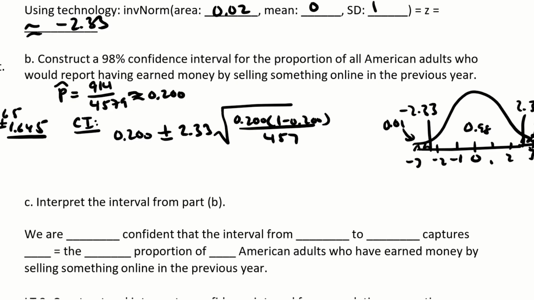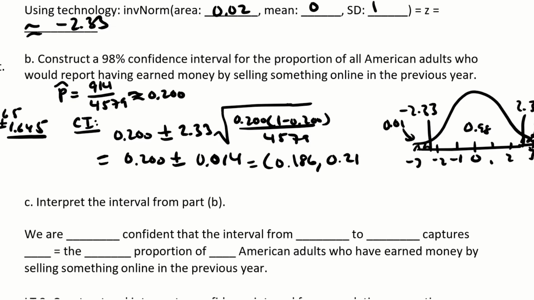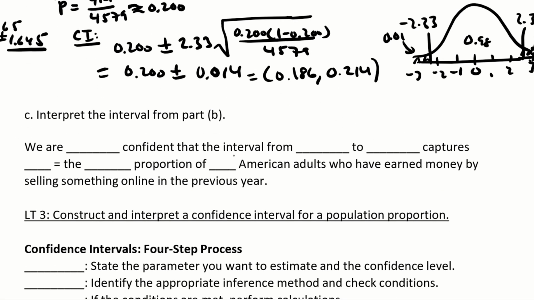Okay, so if I calculate that, 0.200 plus or minus, if I do the margin of error part, that would give me 0.014 approximately. And then if I add and subtract, I get 0.186, comma, 0.214. That's my confidence interval right there. All right, so then we can interpret that and say we are 98% confident that the interval given here from 0.186 to 0.214 captures P equals the true proportion of all American adults who have earned money by selling something online in the previous year.